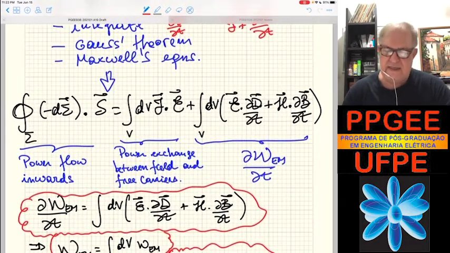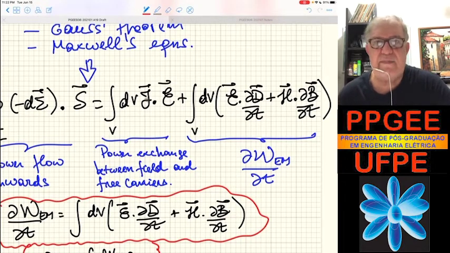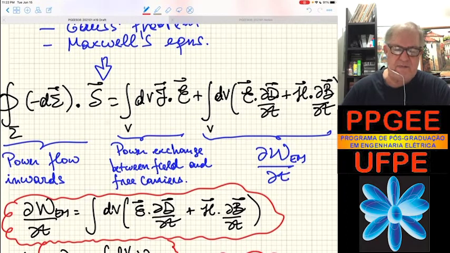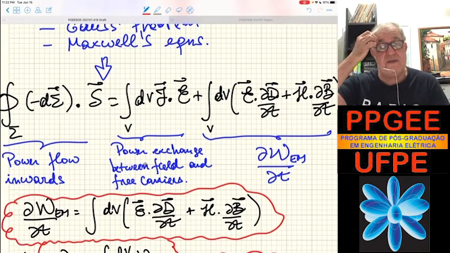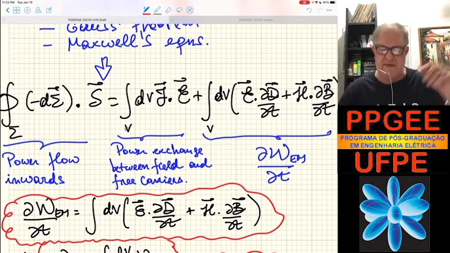So we know what those things are already. We saw this integral before. This is a power exchange between free carriers and the E field. So this is power. This is a type of power flux inward, used partly to move the carriers back and forth. Or else, if the carriers give energy to the field, this might be a negative quantity. So there's flux going out of the surface.